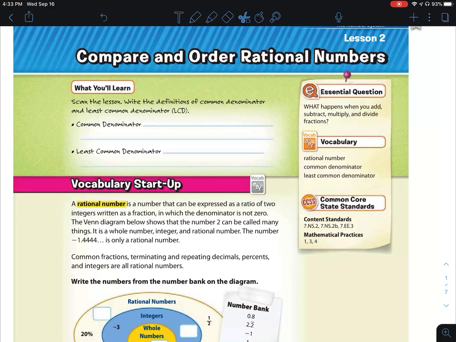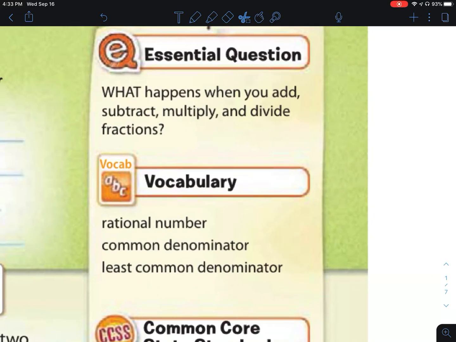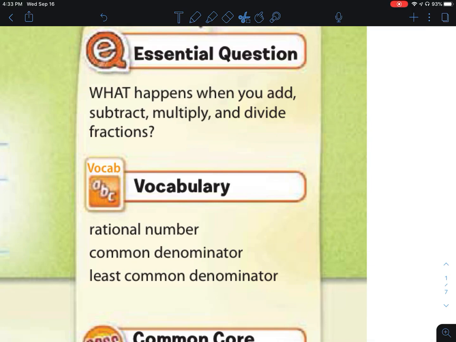So this is 4-2, Chapter 4, Lesson 2, Compare and Order Rational Numbers. In this lesson, we are going to compare and order rational numbers. And this is part of our big essential question in this chapter. What happens when you add, subtract, multiply, and divide fractions?